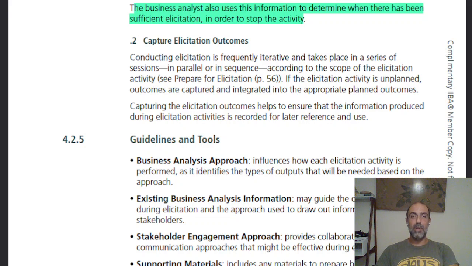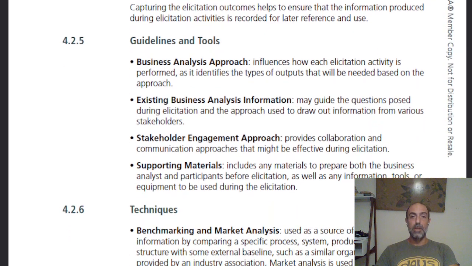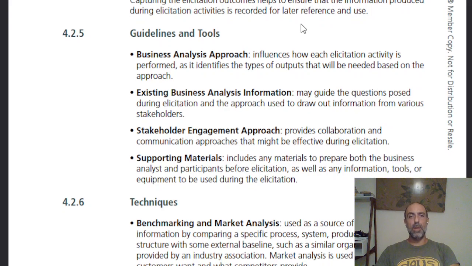Amazing. Capturing the elicitation outcomes helps to ensure that the information produced during the elicitation activities is recorded for later reference and use. Nice. So whatever we do is always documented. Our job is literally just a documentation of everything we think about. Think about that. What are the guidelines and tools?